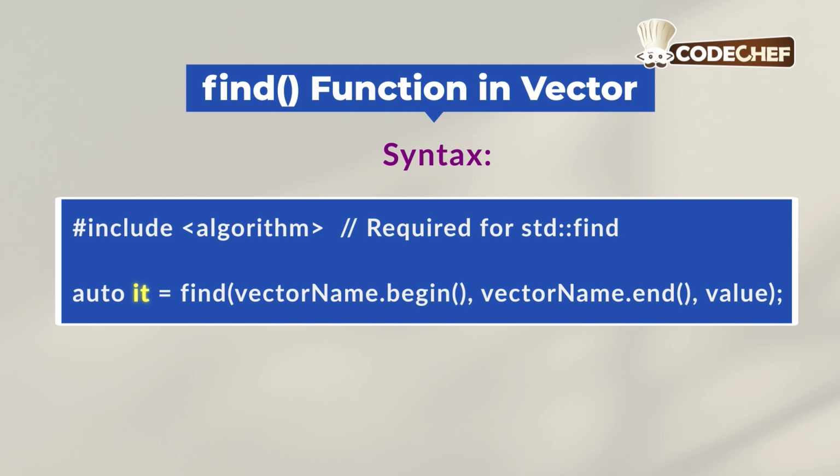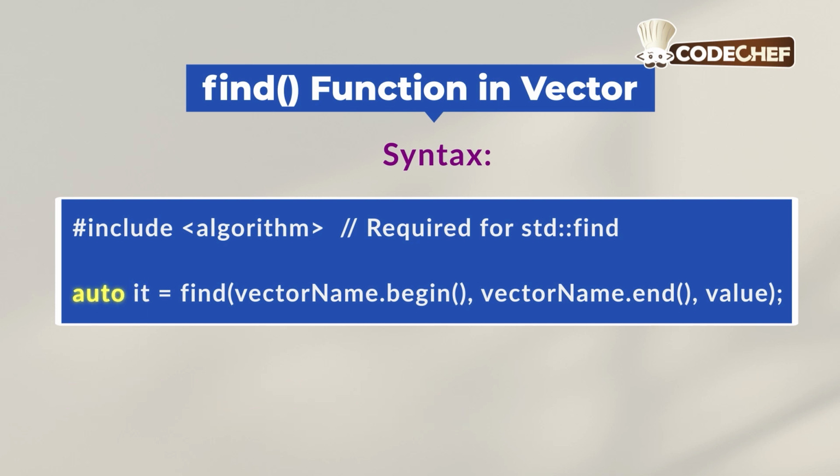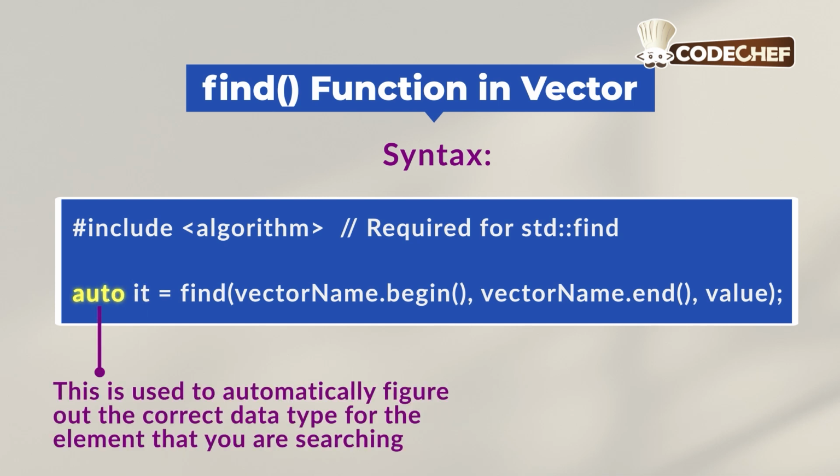It is the iterator, like a pointer, which is returned by the find method. If the value is found, it points to that element. If not, it equals vectorname.end(). Then auto is used to automatically figure out the correct data type for the element that you are searching, so you don't have to write the full iterator type manually.